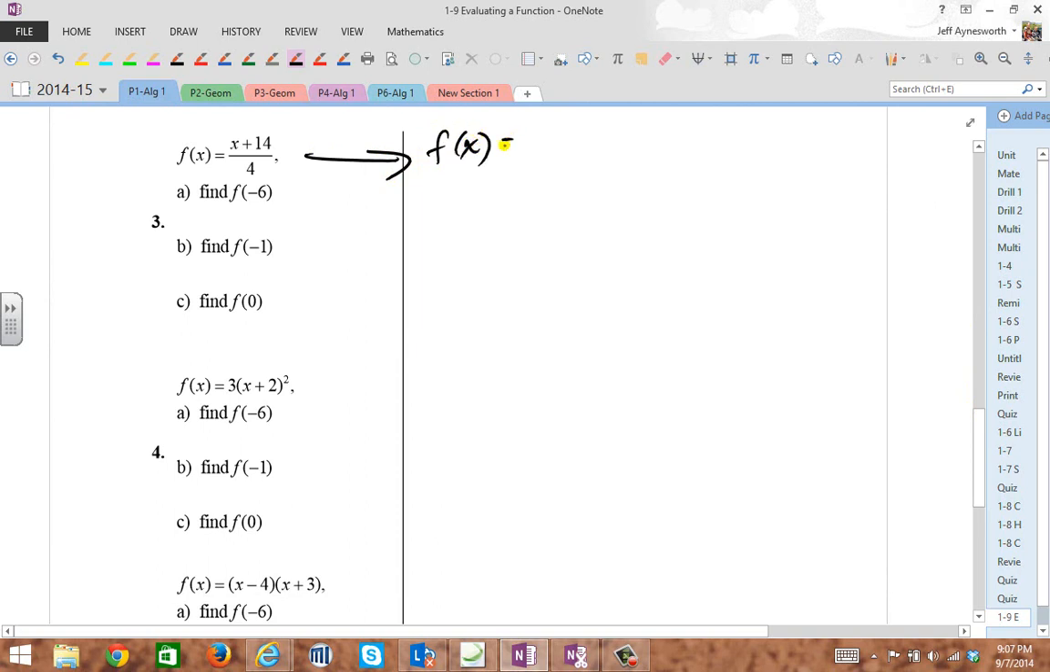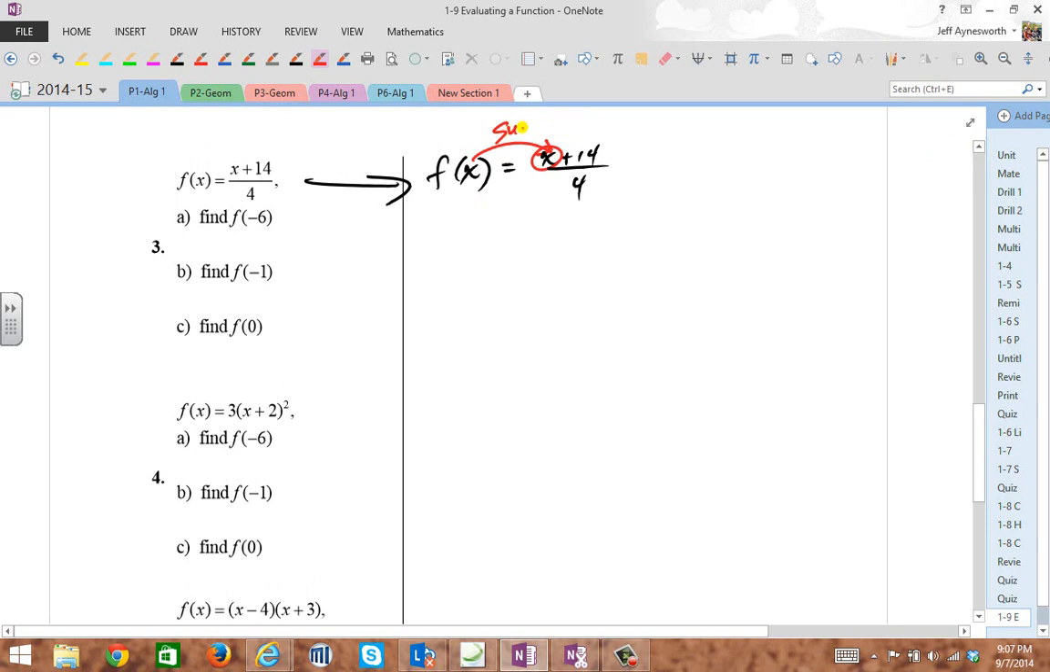Everybody say f of x equals x plus 14 divided by 4. And again, wherever we see x, we're going to substitute that value in. I need to substitute it right here. That's the only spot. Add 14, whatever I get, divide by 4. Now, I want to find out what f of negative 6 is. So why don't you do this?